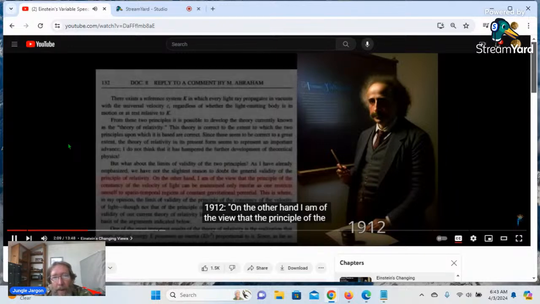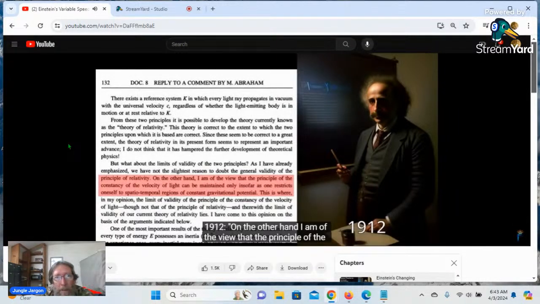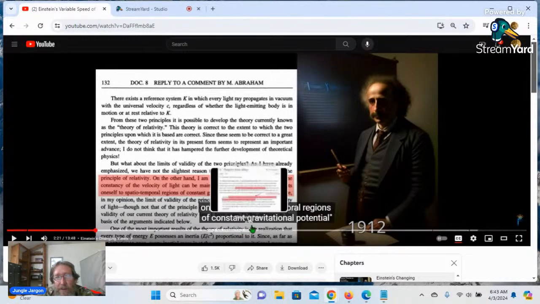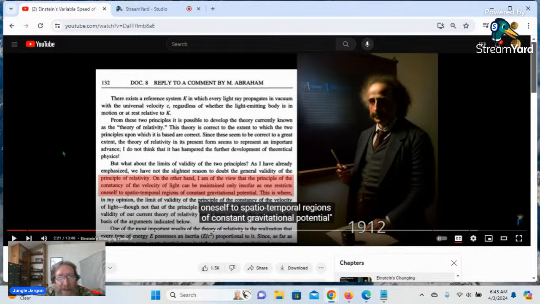1912, he wrote, "On the other hand, I am of the view that the principle of the constancy of the velocity of light can be maintained only insofar as one restricts oneself to the spatio-temporal regions of constant gravitational potential." If gravity is constant, then the speed of light is constant. If gravity is not constant and it changes, which it does everywhere throughout the universe, then the speed of light is not constant. It's like I'm a mechanic, and this stuff is so obvious to me.